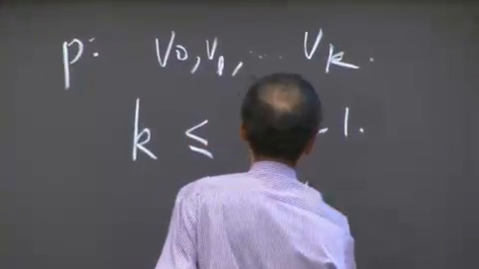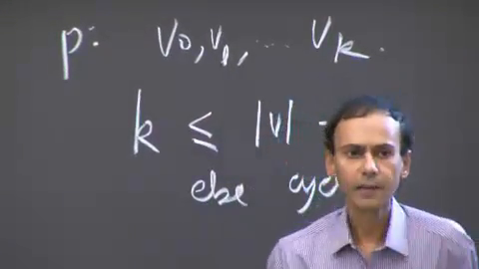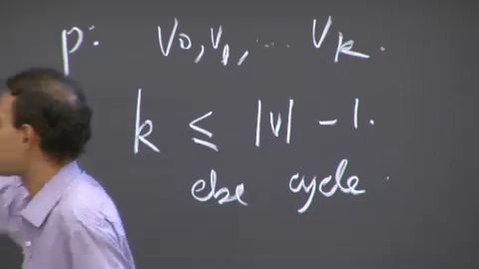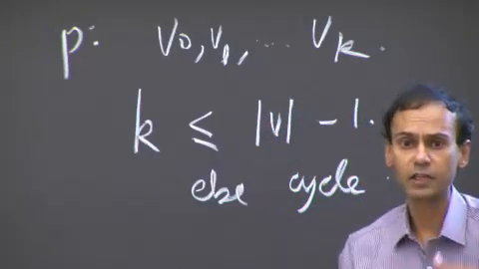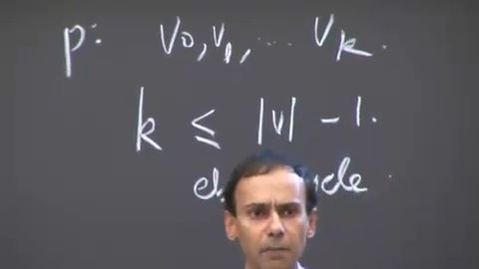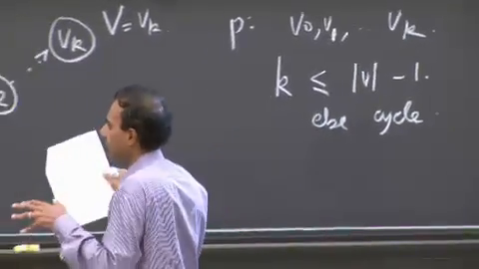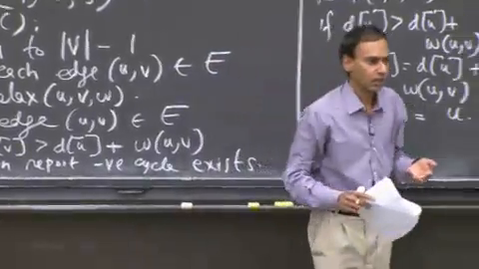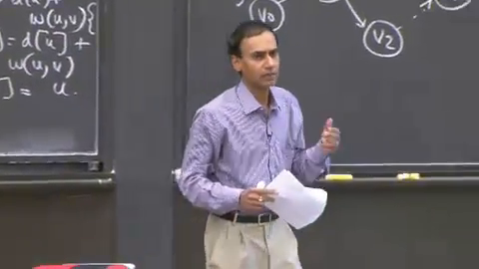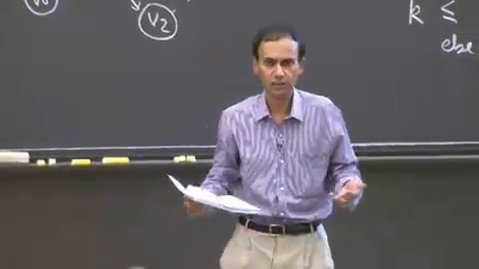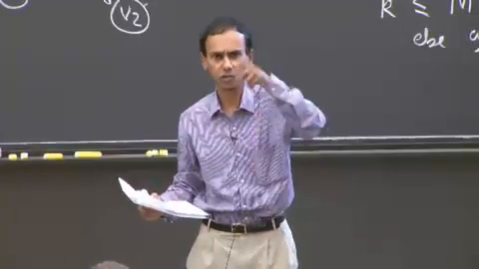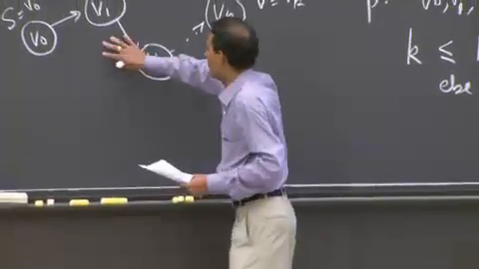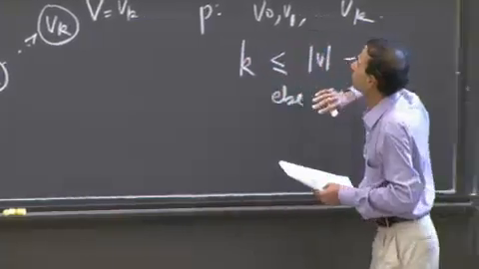Else, I'd have a cycle. Okay? And I wouldn't have a simple path. And we're looking for the shortest simple paths because, why are we looking for shortest simple paths? Well, if there's a negative cycle, we're in trouble, right? Because the shortest path is not necessarily the simple path, because you could go around the cycle a bunch of times.